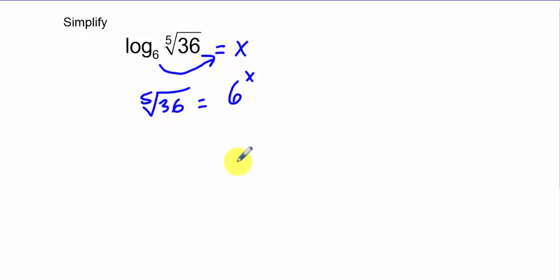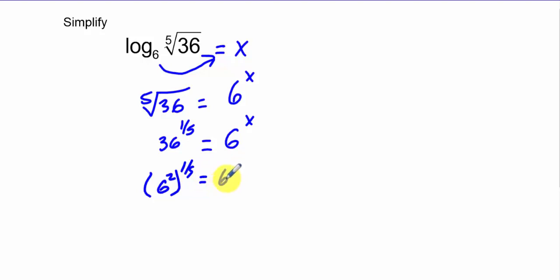And I've seen problems like this before and know how to work with exponentials. I need to have the same base in order to know something about the powers. So this is 6 to the x. This is 36 to the 1/5 power, because that's what the rational exponents do. And this is 6 squared to the 1/5 equals 6 to the x. And therefore, x equals 2/5. So if I say, what power of 6 is the 5th root of 36? I say that's a 2/5 power.